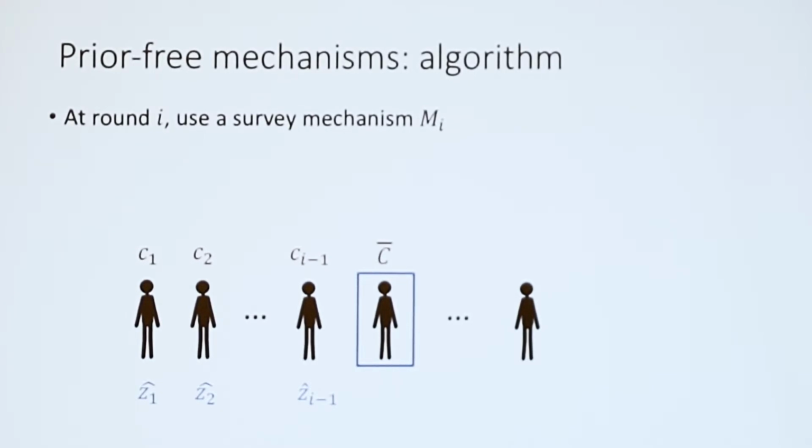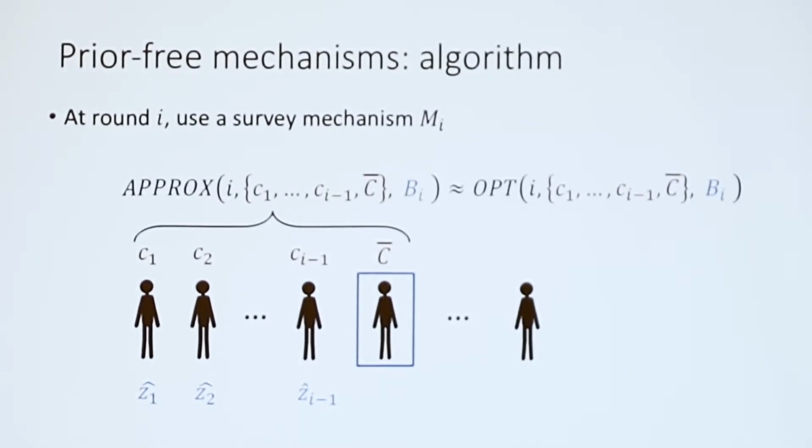So we first assume that the cost of this data holder is the highest possible cost, which is denoted by C bar here. And I'll compute an approximately optimal mechanism as if I'm now using a budget of B_I to purchase the first I people's data. The formulation of this approximately optimal mechanism is basically the same as the optimal mechanism when we know the cost that we introduced just now, and it can be solved efficiently.